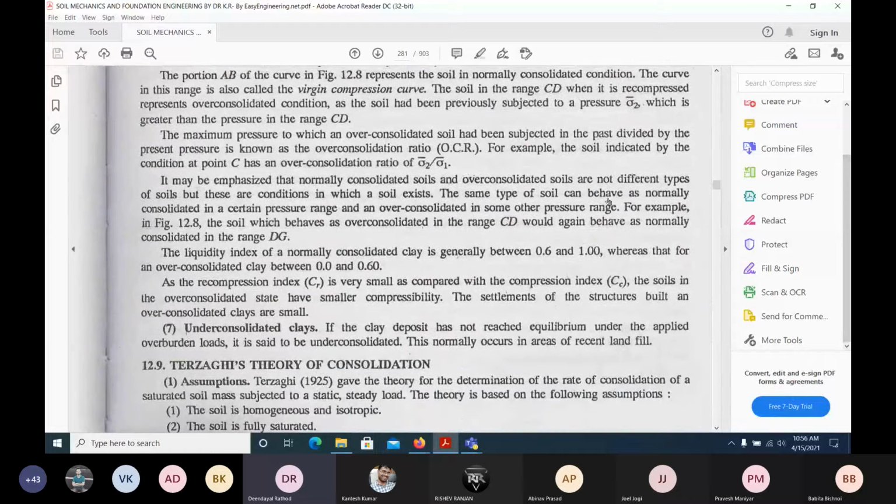Hope you are following. Okay, it is very simple. Just one reading is enough. The liquidity index of a normally consolidated clay is generally between 0.6 and 1, whereas that for an over consolidated clay is 0 to 0.6.